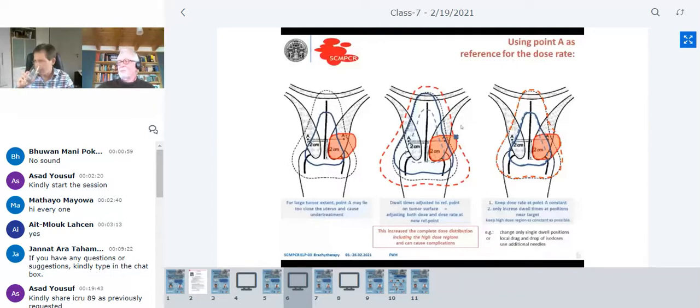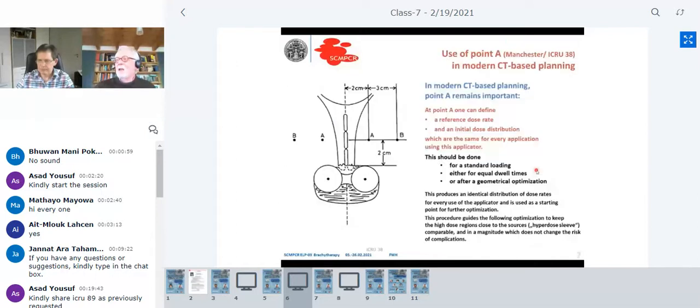Okay, and this is now shown here. You should do this for a standard loading. Use the same loading every time you use this applicator. You can do it either for equal dwell times on all positions, or after a geometrical optimization. And I will show you a little bit what that is in a few slides. And what we do is as a first step, as a first starting point, we produce an identical isodose or dose distribution for every use of this applicator, and use this as a starting point for the further optimization.